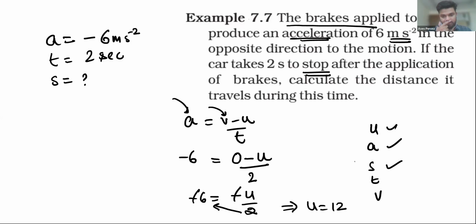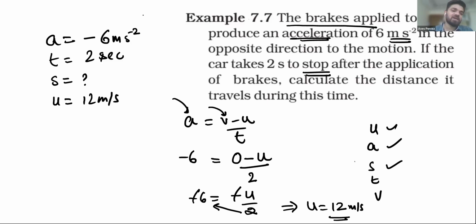Sir, in this question, the distance is 12 meters. So now we have calculated the speed as 12 meters per second. How have we calculated it? We just put in this formula: A is equal to V minus U upon T. So we put in minus 6, acceleration is given to you. The final velocity is 0 because the object will stop after some time. U we need to calculate. Time is 2. 0 minus U means minus U. This 2 will go to this side, minus 1 will cancel out. We now get the initial velocity as 12 meters per second.